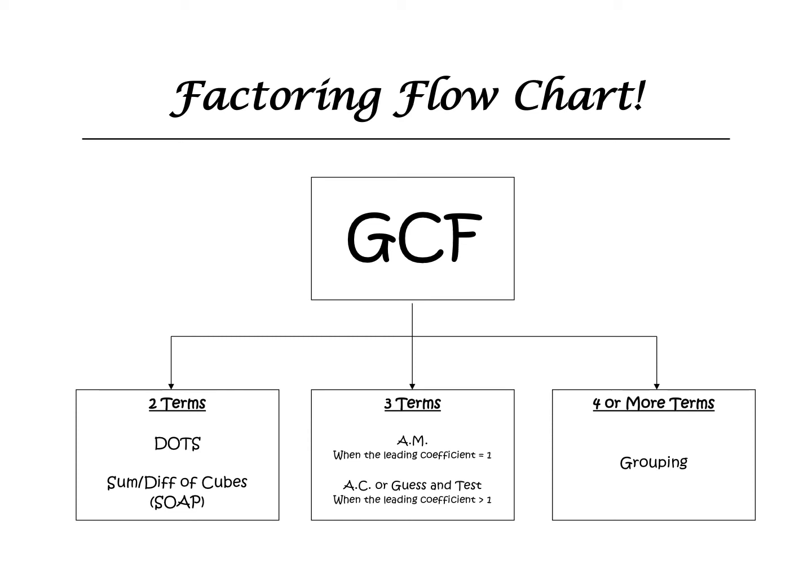Hi everyone. In today's lesson, we're going to talk one last time about trinomials. As always with this factoring flowchart, we're always going to try GCF first. If we then get something that has three terms, then we can use either AM or AC to factor. Today we're going to focus on trinomials that have more than one variable. We call these multivariable trinomials.